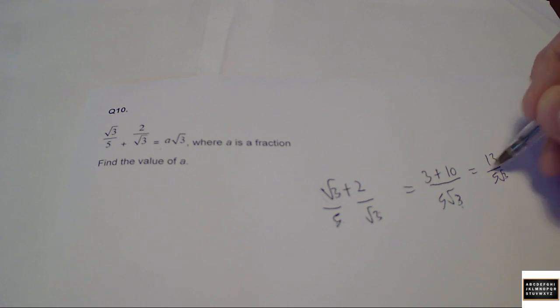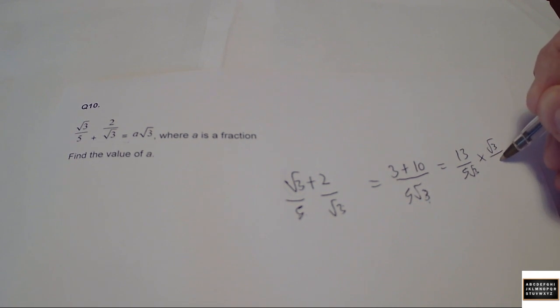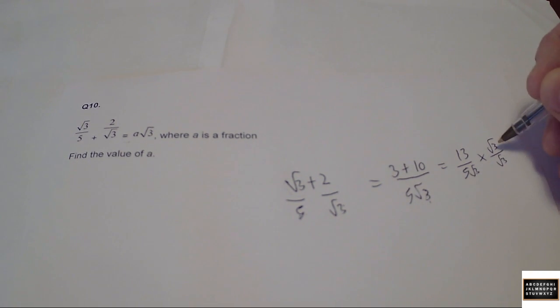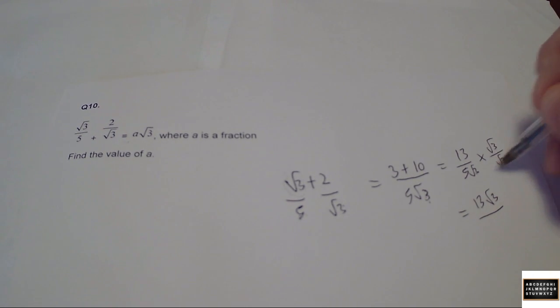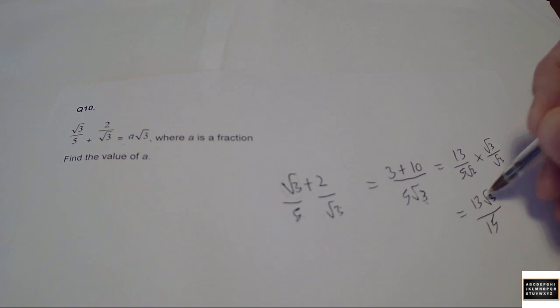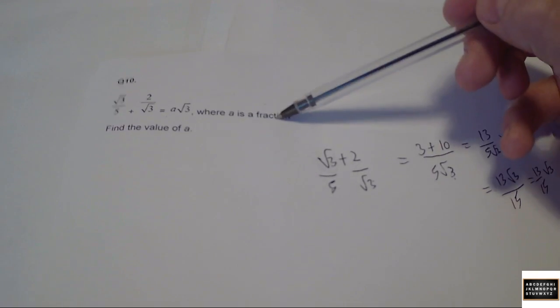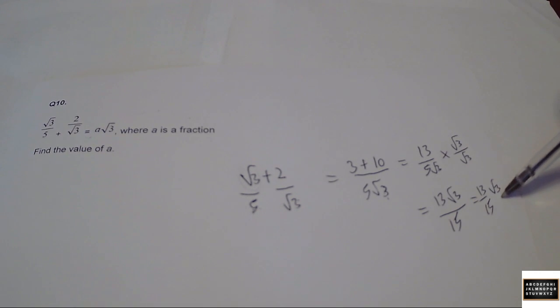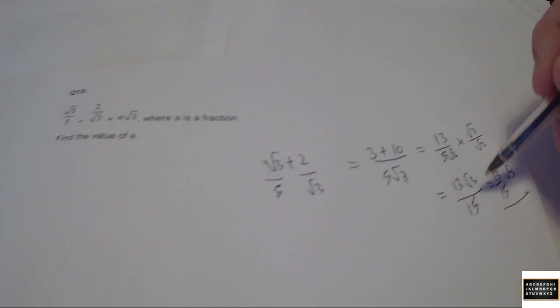And again, this has an unrationalised denominator. So we're going to rationalise that by multiplying by root 3 over root 3 on top and bottom. So we're going to have 13 root 3 and then 5 and then root 3 times root 3, well that's just 3, so 3 5s are 15, so it's 13 root 3 over 15. When the question says A is a fraction and it's giving it in the form root 3, the fraction we're looking for is 13 over 15. So again, just rationalise the denominator there in the last stage.